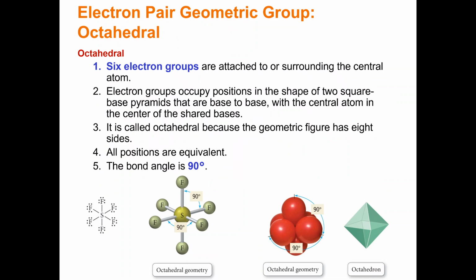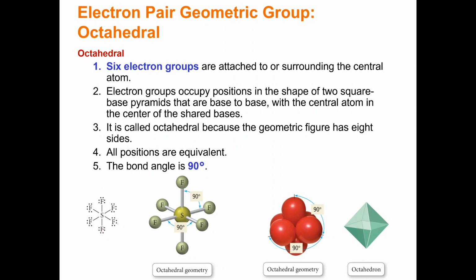Okay, our next one, octahedral. So this one we have 6 groups. Again, this is one where we have equatorial and axial in 3D space. When you see something like this, where we have 1, 2, 3, 4, 5, 6 groups around the central atom, you'll know that it's octahedral geometry. It's the only one it can have, as far as I know.